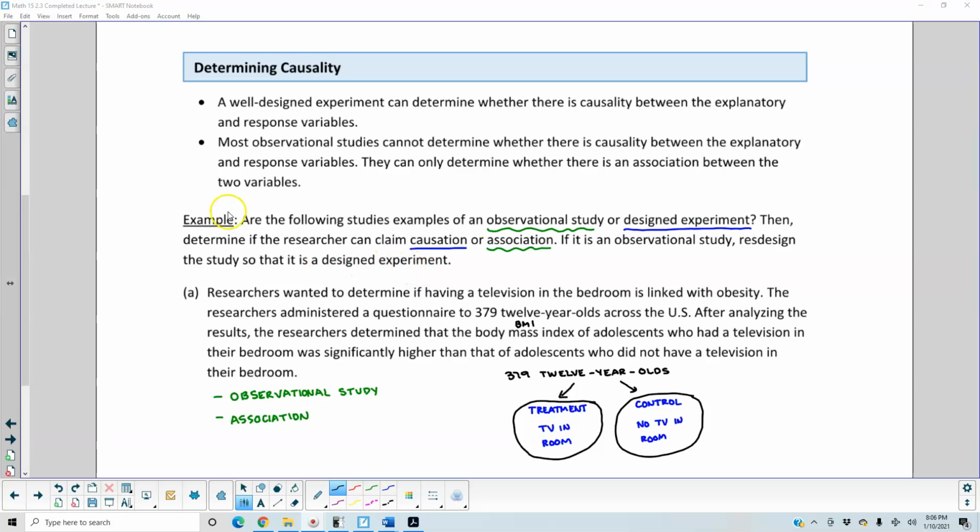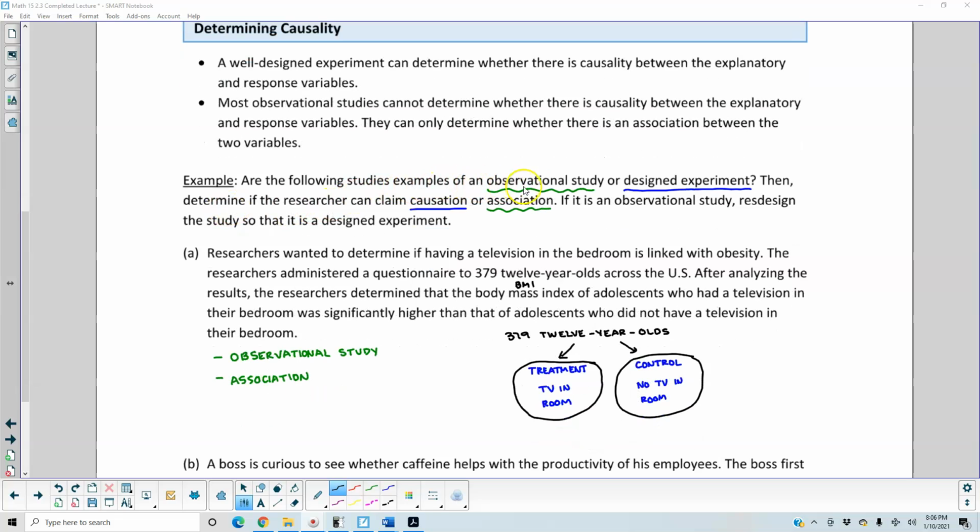So, for example, are the following studies examples of an observational study or designed experiment? Then determine if the researcher can claim causation or association. If it is an observational study, redesign the study so that it is a designed experiment.